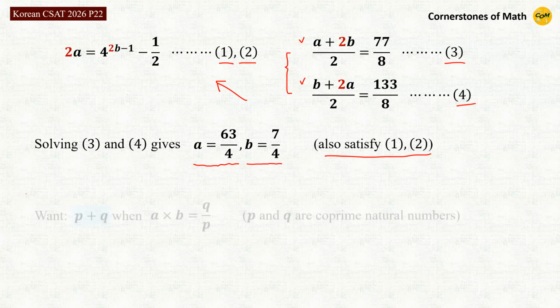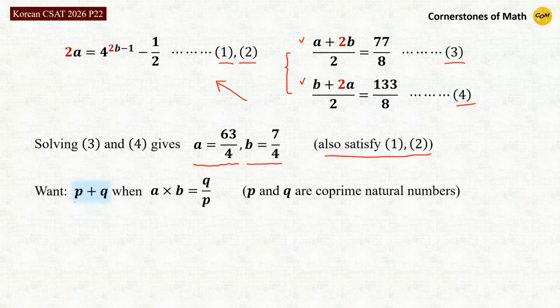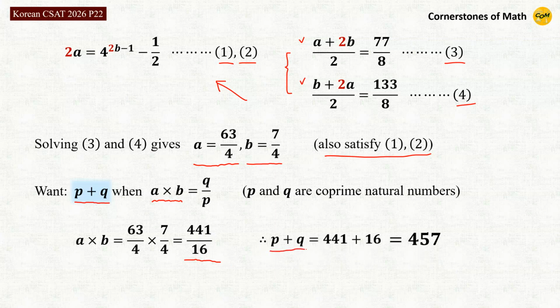The problem wants us to calculate p plus q, which can be obtained by first calculating a times b. So if we calculate a times b, we obtain 441 divided by 16. Hence, the value of p plus q is 457.